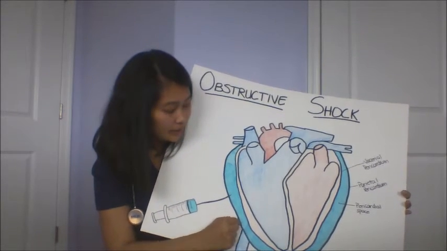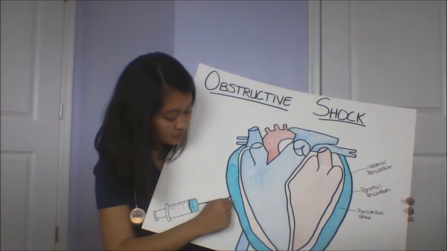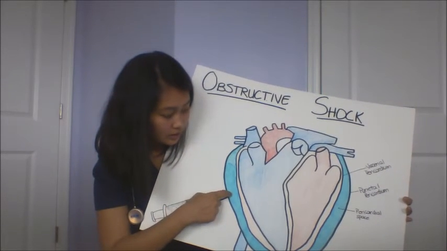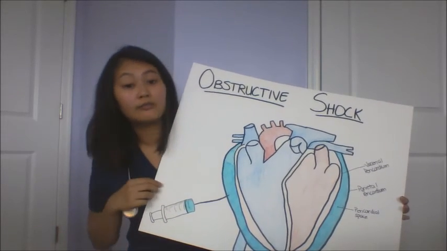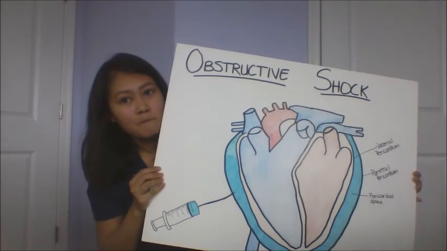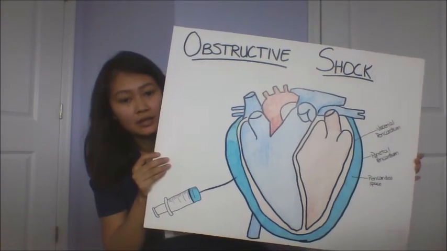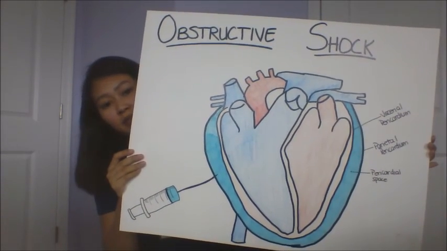And then this black line here is the parietal pericardium. And then a needle would have to be inserted into the pericardial space to drain the fluid and regain the expansion that the heart needs to pump effectively.